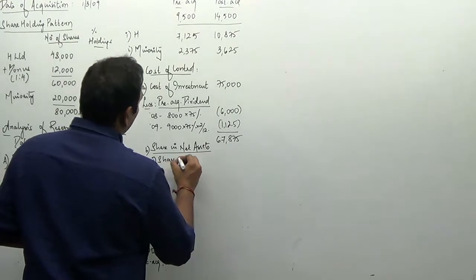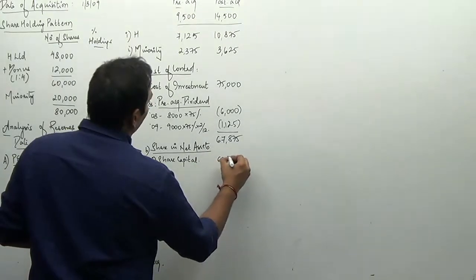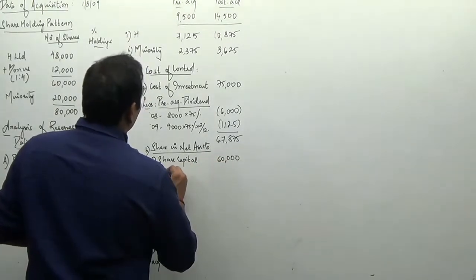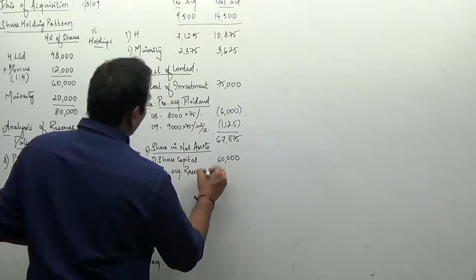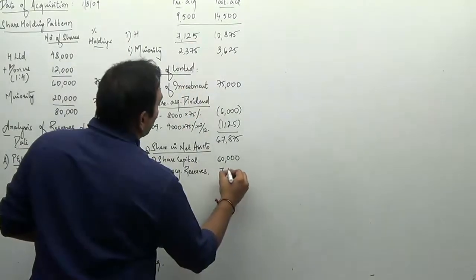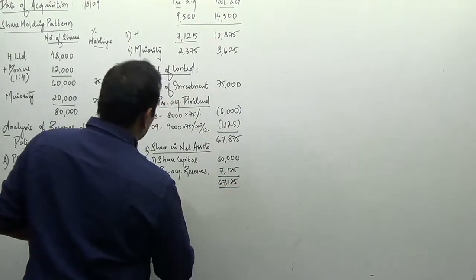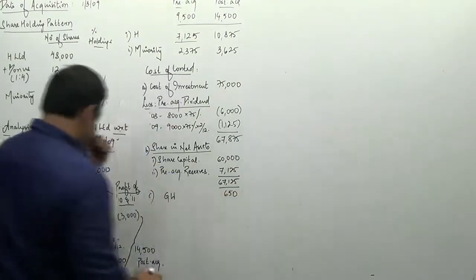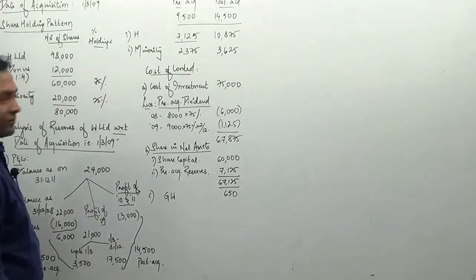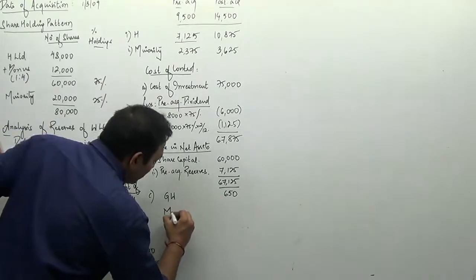Share capital. We have taken post bonus, so 60,000. Pre-acquisition reserves. $67,125. And that should give me a goodwill of 650.